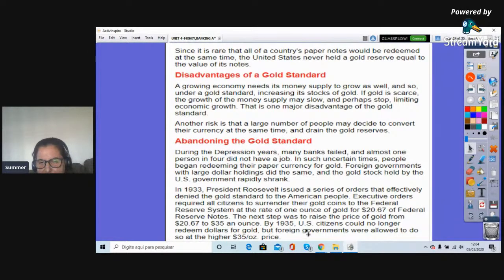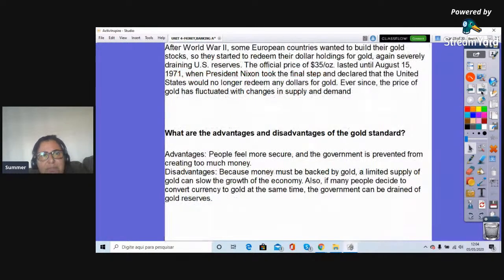So by 1935, US citizens could no longer redeem dollars for gold. They could not exchange it anymore. But foreign governments were allowed to do so at a higher price. Each ounce of gold now was $35.